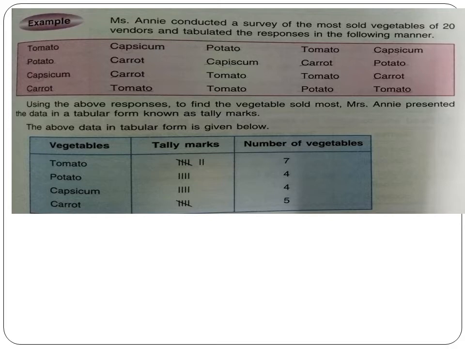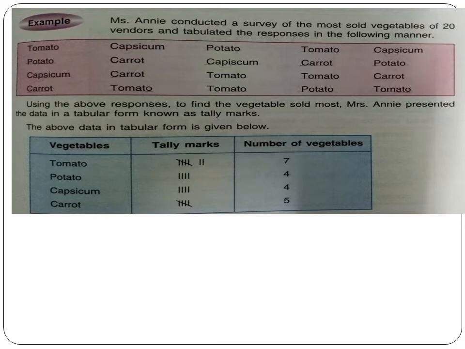Next it is potato. How many are there? You have to find 1, 2, 3, 4. Only 4. So what do I have to do? You have to represent 4 vertical lines. Next it is capsicum. You have to find from this tabulation how many capsicums are sold. So 1, 2, 3, 4. It is only 4. Again in the same way, as you represented potato, in the same way you have to represent it.